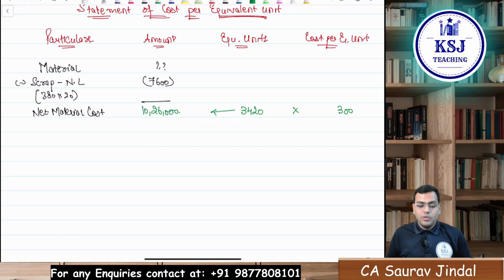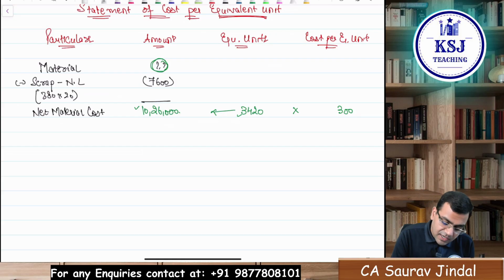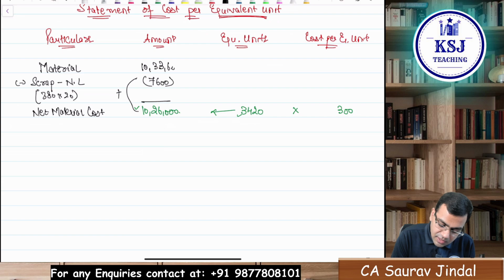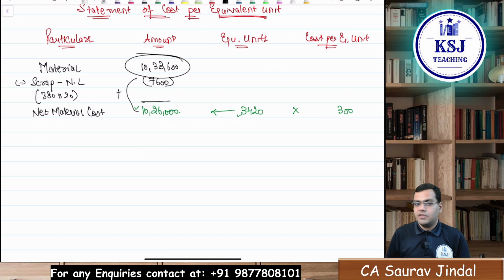Otherwise, normally what you do is you have this cost, you divide it by the equivalent units to calculate cost per equivalent unit. But here the equivalent units were given, the cost per equivalent unit was given, so we multiplied to get the net material cost. That is the reverse way. Now if you have got the net material cost, you have the scrap value. Can you get this value? Yes, sir. Add 7600, you will get this value. So what do you have to do? This plus 7600, this value comes out to be 10,33,600. So this was the requirement of the question.